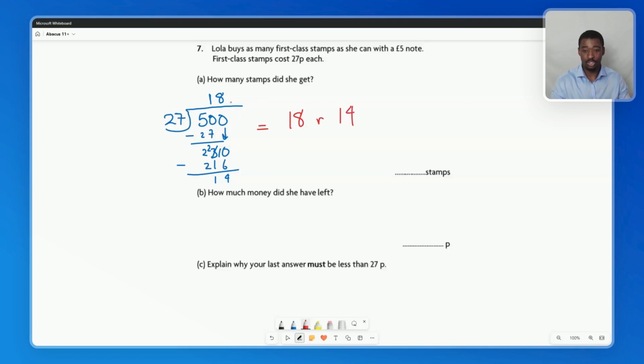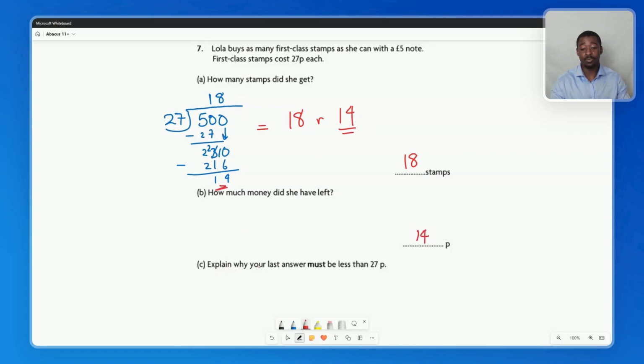So to answer the question, how many stamps can she get? Well, she only has enough money to get 18 stamps, the whole part of this division, because you can't get a fraction of a stamp. You can only get a whole stamp. And then part B, we've already worked out how much money she had left. It's going to be the 14p, the remainder. So it's going to be 14 here.